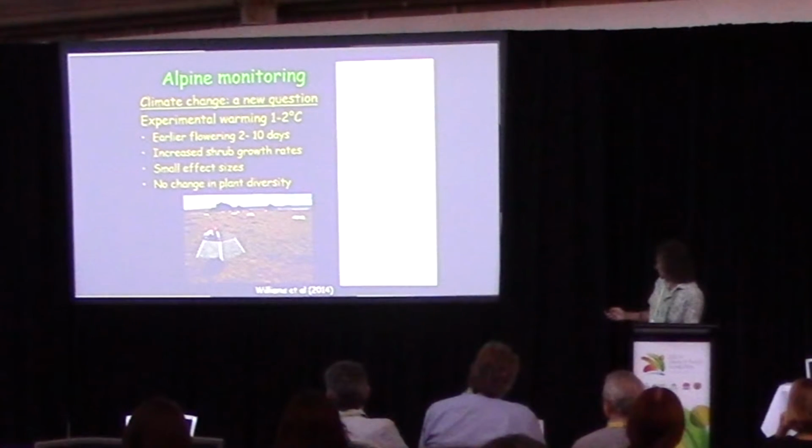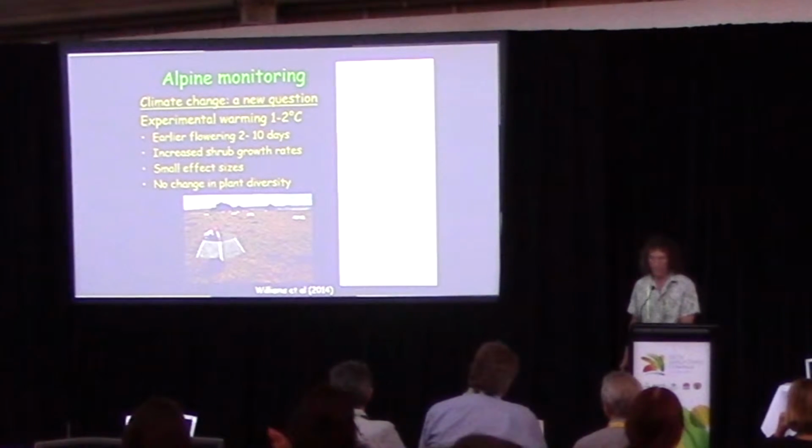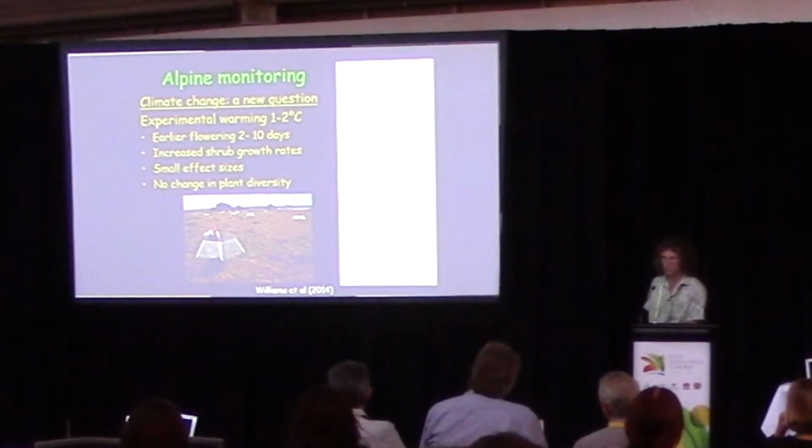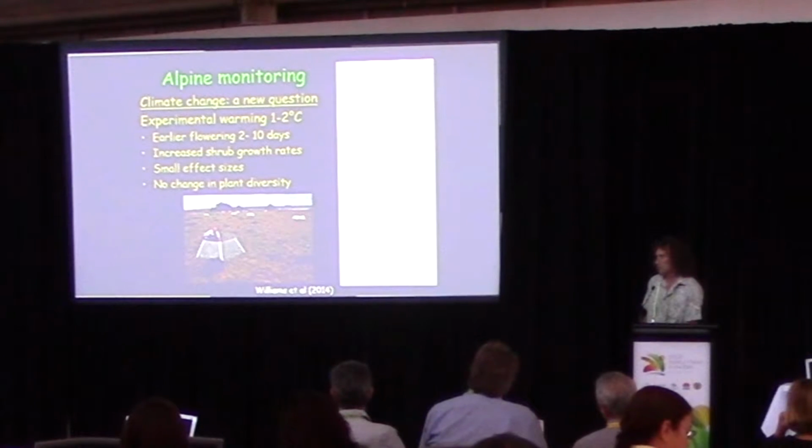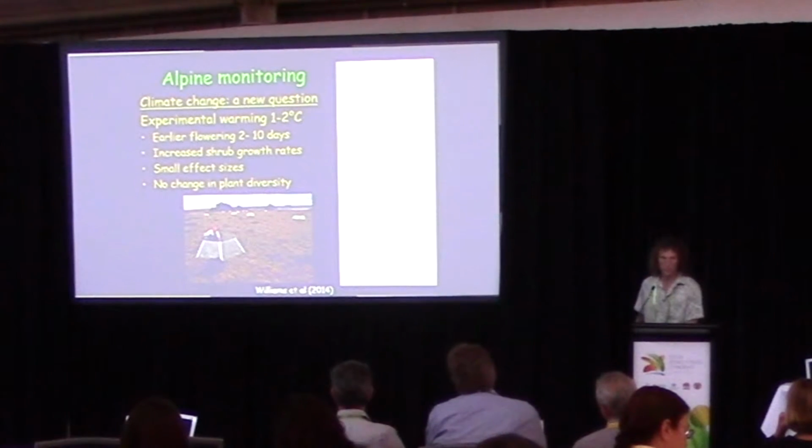You can see in the data there that the dotted lines and the unbroken lines represent the two different treatments, warmed and unwarmed. So that's an example of how an existing project has been adapted, if you like, to take on a new question.